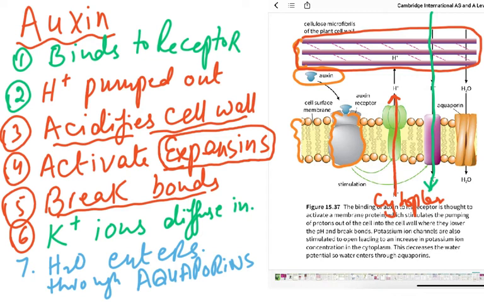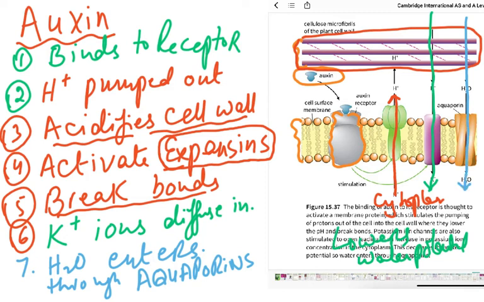Of course, this lowers the water potential here inside. So it lowers the water potential inside. Now when this lowers the water potential, because suddenly potassium ions are entering the cytoplasm of the cell, what is going to happen is that water is going to enter through the aquaporins.